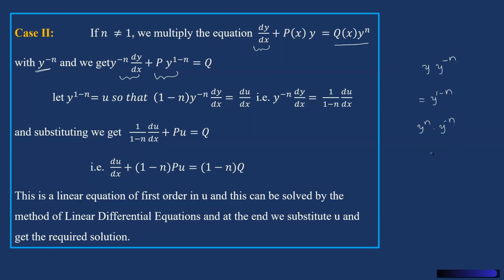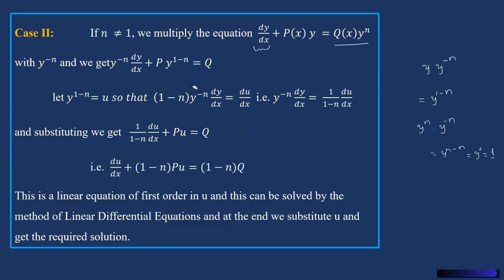So it is y to the power of n minus 1, n minus n, which is y power 0, and it is 1. Since it is 1, I've just written it as only q. So in the first step, we have just multiplied all these terms by y to the power of minus n. So we got this equation.